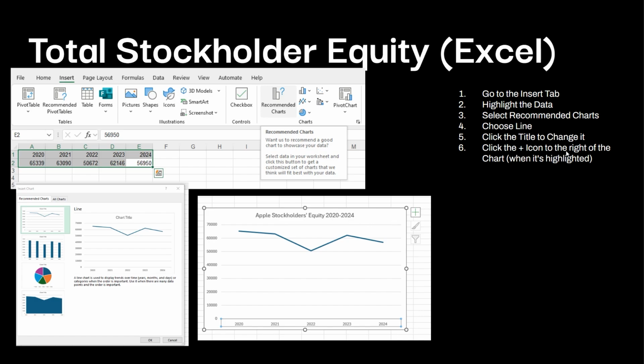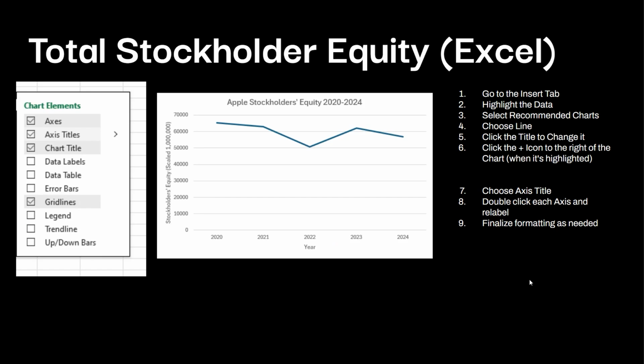Click the plus icon to the right of the chart when it's highlighted. Then choose the axis title, right? We have year over here, stockholders equity scaled, and then each of the axes. And then again, you can format this as you specifically want, but now we have that chart.